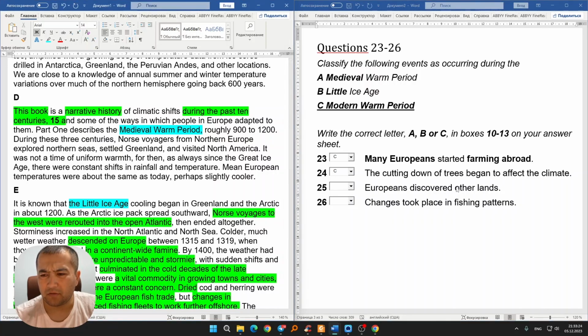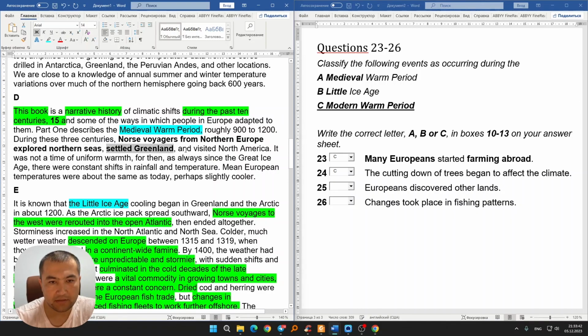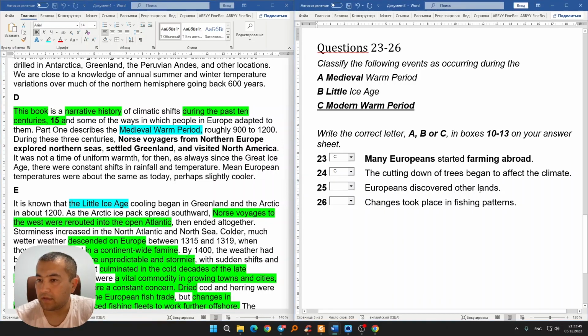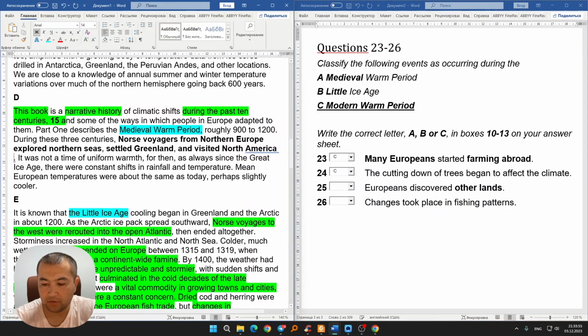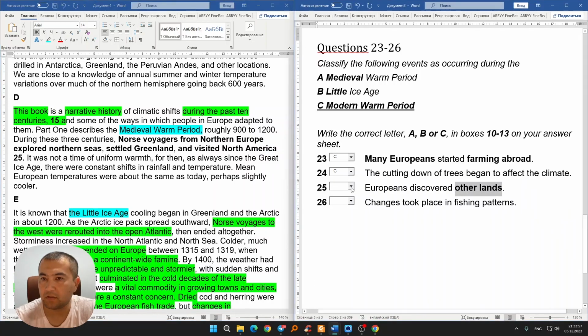So Europeans discovered other lands. Of course it is, because of the voyagers, right? Norse voyagers from Northern Europe explored northern seas, and they settled Greenland, and they visited North America by discovering other lands. Of course it is. And that's why it's going to be 25 here, which means medieval warm period, right?